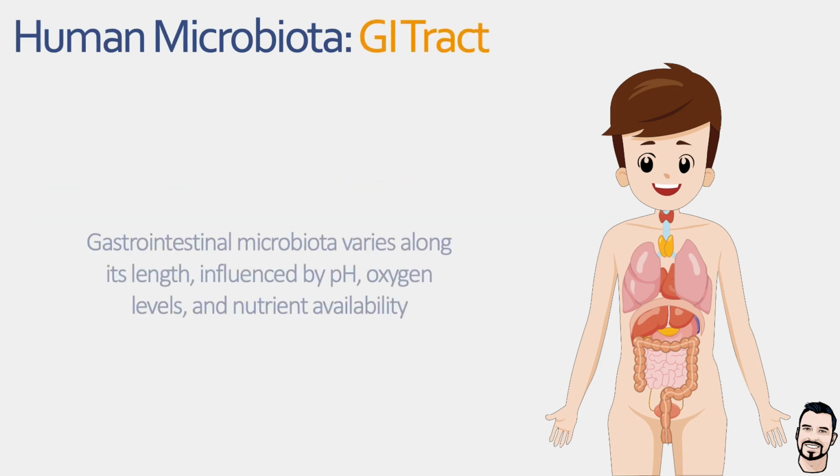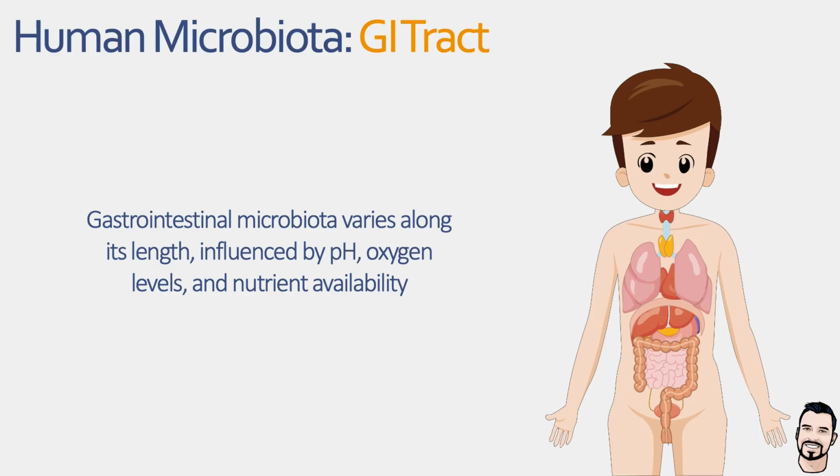Now let's look at the gastrointestinal microbiota, which varies along the length of the digestive tract. This variation is influenced by factors such as pH, oxygen levels, and nutrient availability, all of which change significantly as you progress from the stomach at the start of the gastrointestinal tract to the colon at the end.